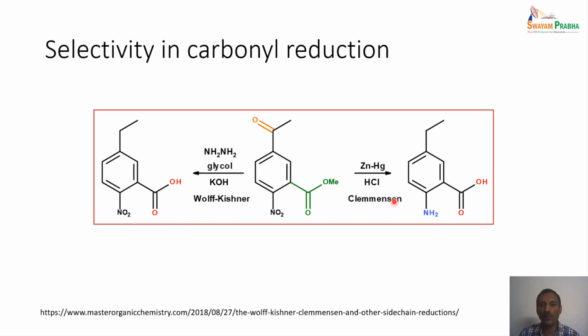Whereas when we use the Clemmensen reduction, this nitro group is also reduced to the amino derivative along with the reduction of the carbonyl group. So in that way, Clemmensen reduction is not very selective for the reduction of carbonyl if other functional groups are present in the molecule.